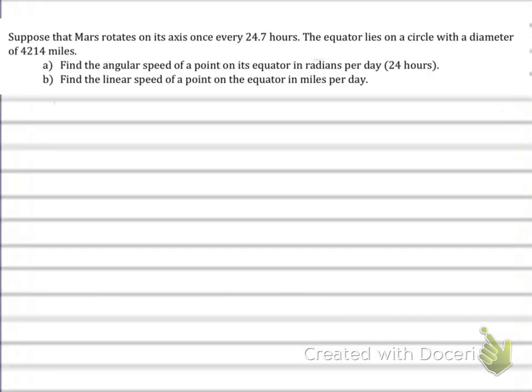Last one, we're talking about Mars. It does 1 rotation every 24.7 hours. And here they're giving us the diameter. So for circumference, we'll use pi d.